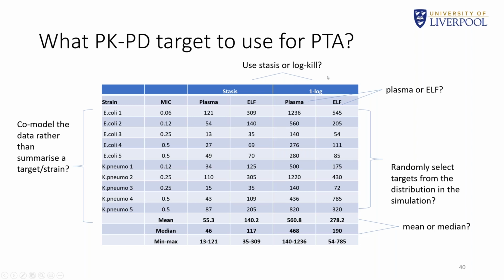Then there's the question of stasis or log kill and which is important. And again, I don't have a clear-cut answer to this. I think there's a general rule of thumb that stasis is possibly more acceptable for less complicated infections, and log kill is needed for more complicated infections such as nosocomial pneumonia, for example. But again, I don't think there are hard and fast rules around this. And this is another place where benchmarking can come in very useful if you're assessing your drug with the same criteria that you would assess what is currently standard of care.